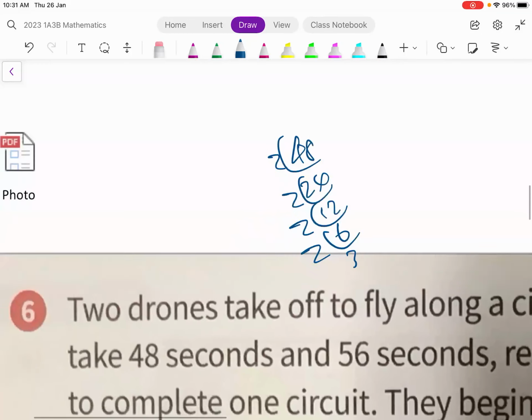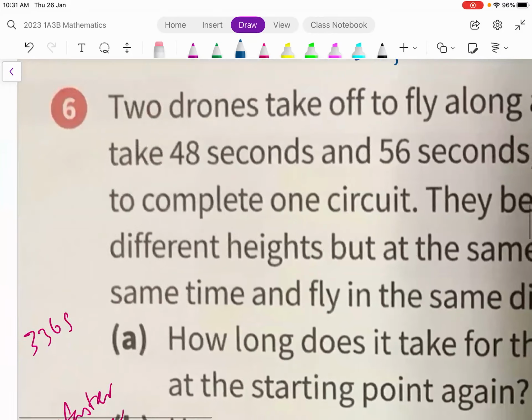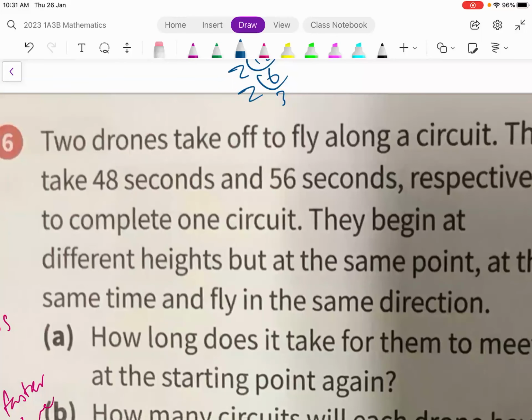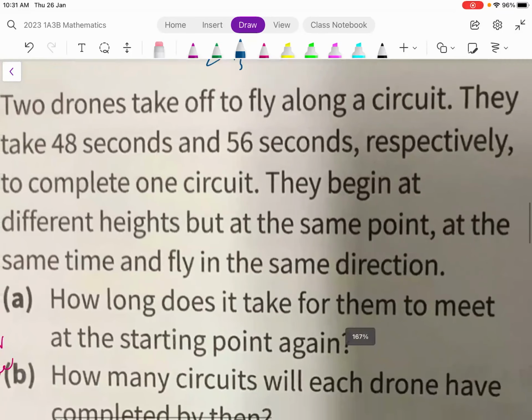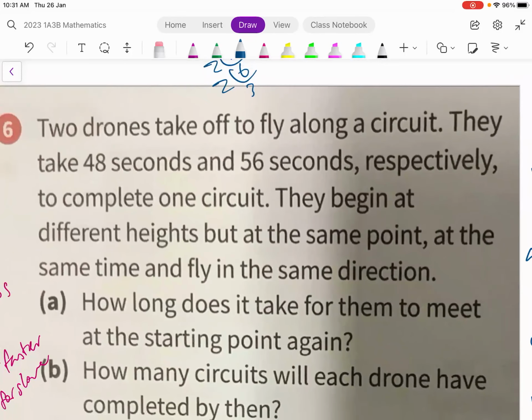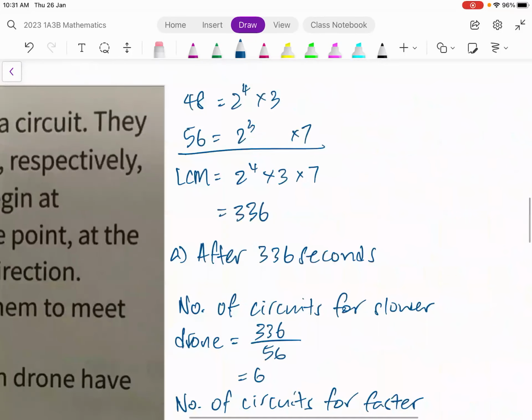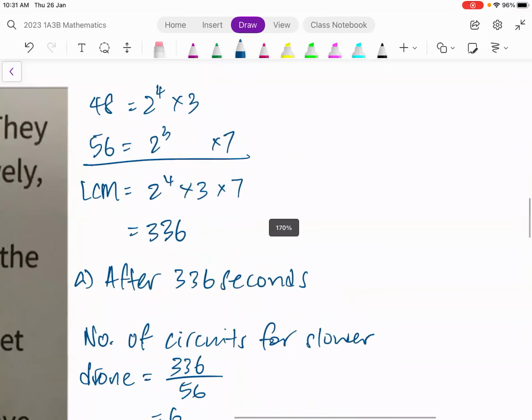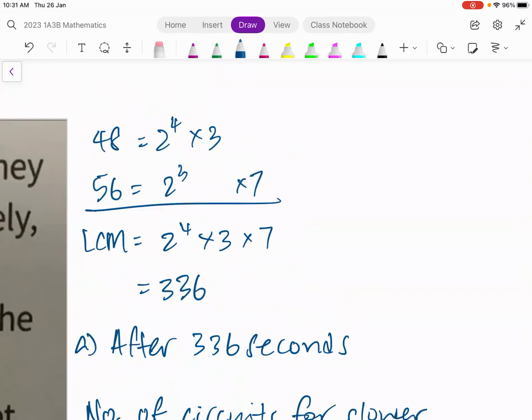6. 2 drones fly along a circuit. One takes 48 seconds, one takes 56 seconds. How long will it take for them to meet at the starting point again? It is the same type of question, same as the lights flashing. So again, we find an LCM of these 2 numbers, 336. Okay, so part A, anybody needs corrections?